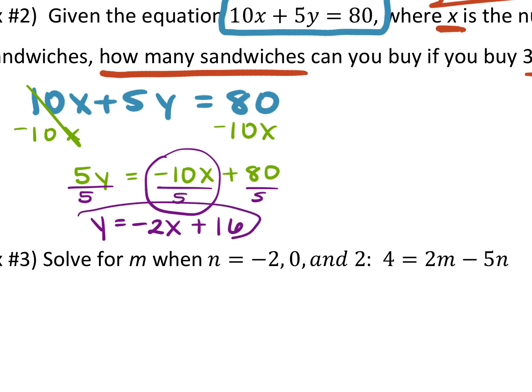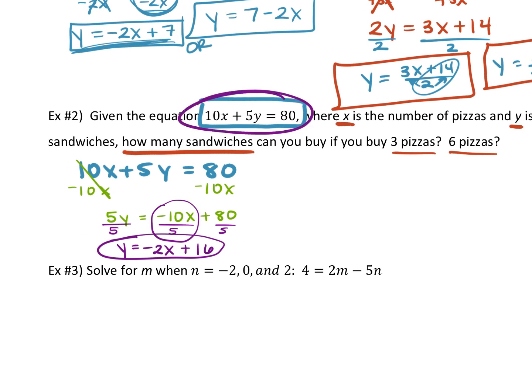Okay, so now here's the deal. This equation is the same as this equation, but just in a much nicer format, so that when they say, what if you buy 3 pizzas? What were the pizzas? Which variable? X. You can just plug in a 3 for x. So y equals negative 2 times 3 plus 16. Then if you want to find 6 pizzas, you just do y equals negative 2 times 6 plus 16.